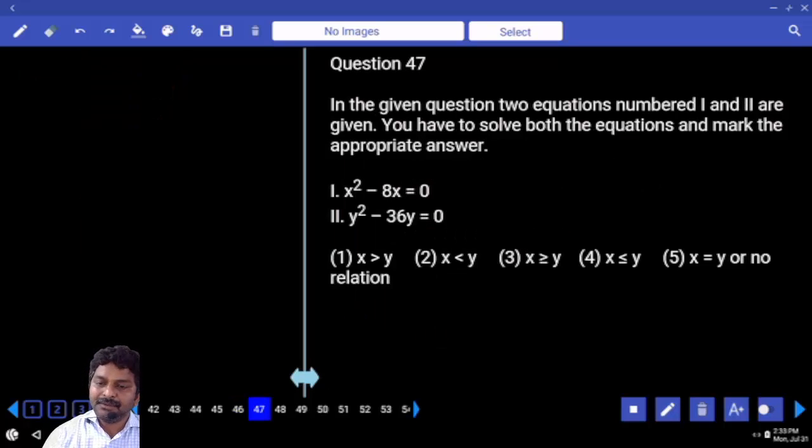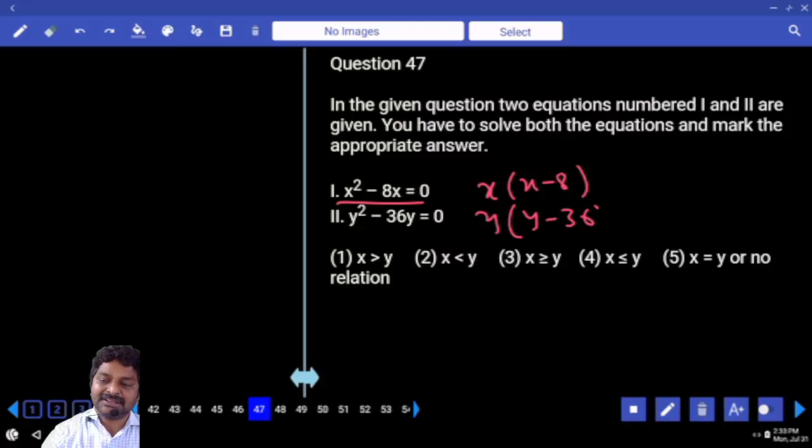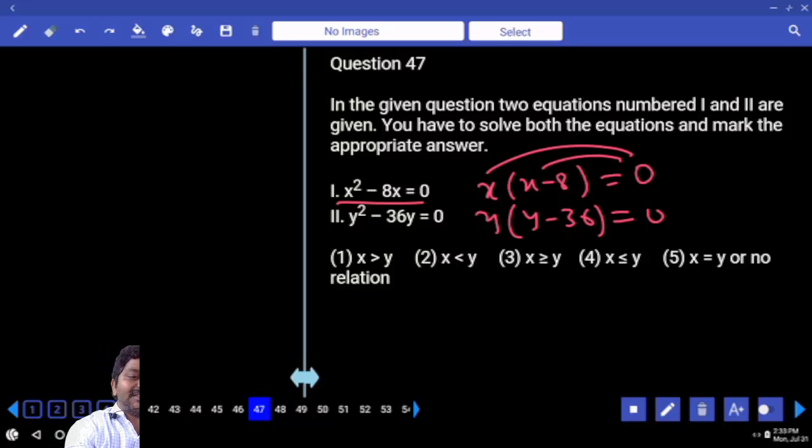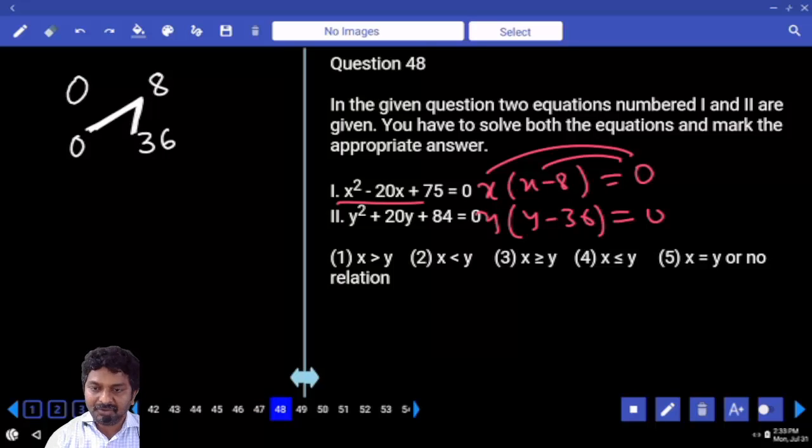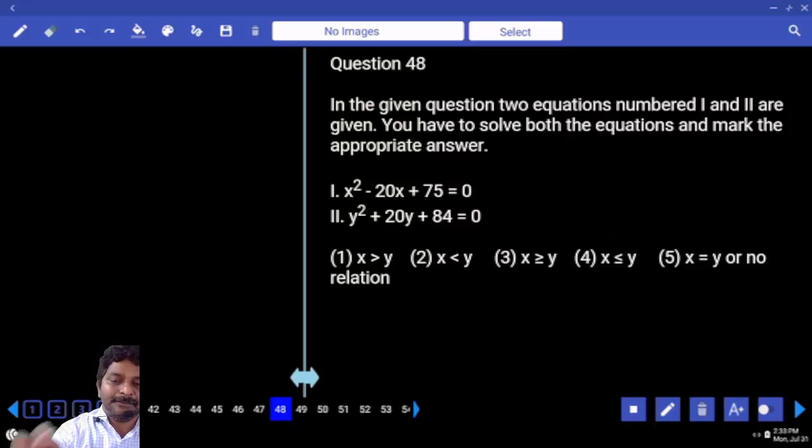Right. Now, you can take x common. X into x minus 8 is equal to 0. Like that, y into y minus 36 is equal to 0, right? That means x can be 0 or x minus 8 also can be 0. So what are x values? 0, 8. Y values? 0, 8 lies in between these two numbers, right? In between. No relation. Free question.